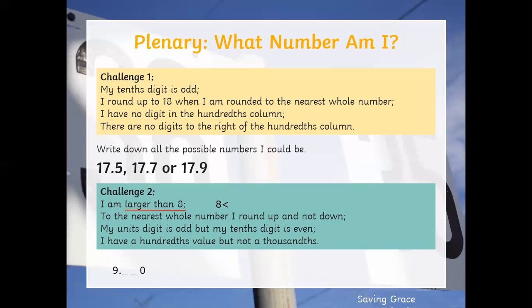My units digit is odd, but my tenths digit is even. So we have 9 point what? It cannot be 5 because that's an odd number. It can be 6. And then I have a hundredths value, but not a thousandths, so this can be any value. Okay, so it can be 9.8 something, and these values can be anything from 1 to 10. Okay, let's see what's the answer.